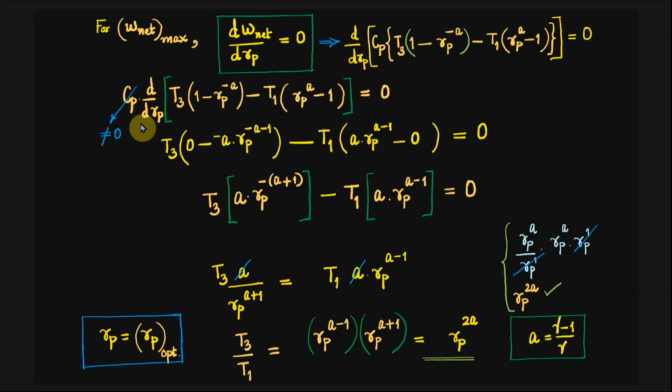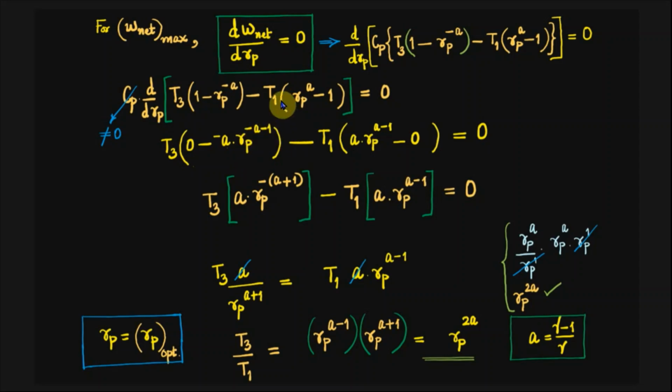with respect to which you are doing the differentiation. So T3 into the derivative of 1 with respect to Rp is 0, and derivative of Rp raised to minus A, that is minus A into Rp raised to minus A minus 1. When you differentiate x raised to n with respect to x, you will get n x raised to n minus 1. So we will use that to differentiate Rp raised to minus A, and when you differentiate it, the first term you will get 0 minus A into Rp raised to minus A minus 1.